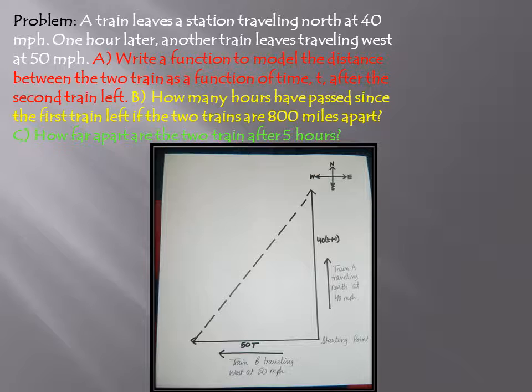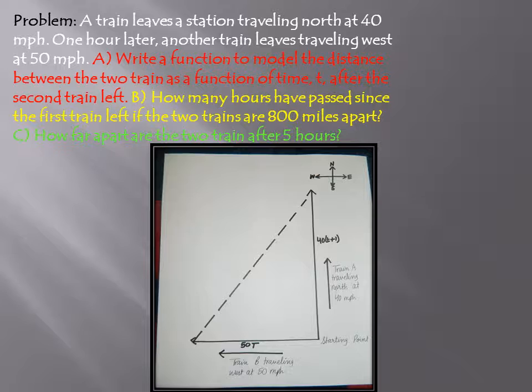The problem reads: a train leaves the station traveling north at 40 miles per hour. 1 hour later, another train leaves traveling west at 50 miles per hour. Write a function to model the distance between the two trains as a function of time t after the second train left. How many hours have passed since the first train left if the two trains are 800 miles apart? How far apart are the two trains after 5 hours?